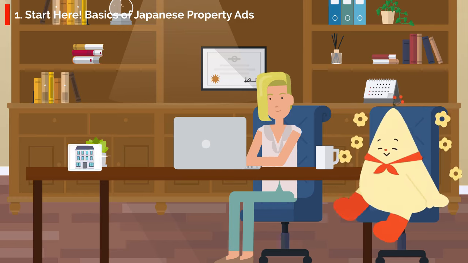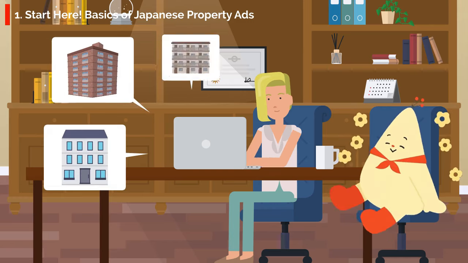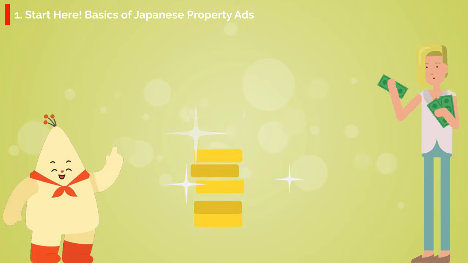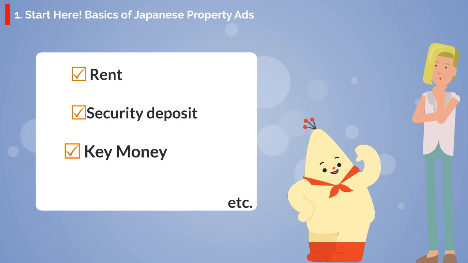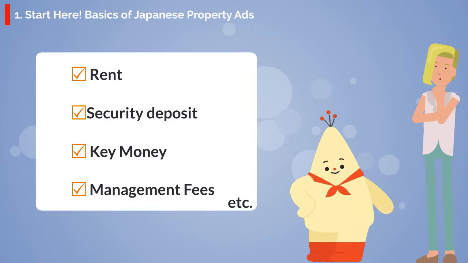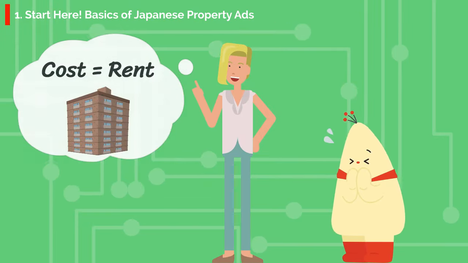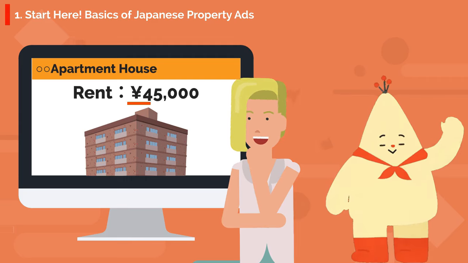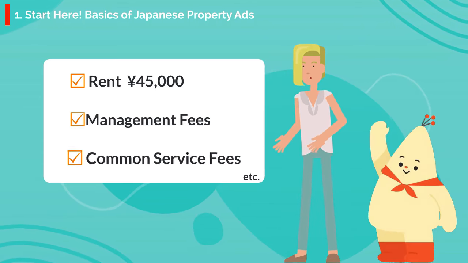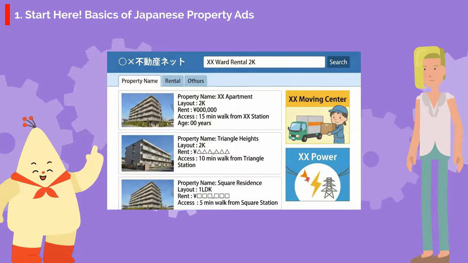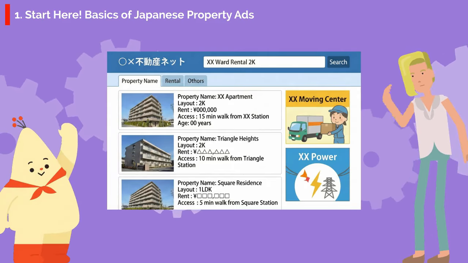You'll be able to compare properties more effectively and avoid misunderstandings. You'll also see details about money, rent, security deposit, key money, management fees, and other charges. A common mistake is assuming the cost is only what you see listed as the rent. Even if the ad says 45,000 yen, management fees or common service fees are often added separately, so always check carefully.